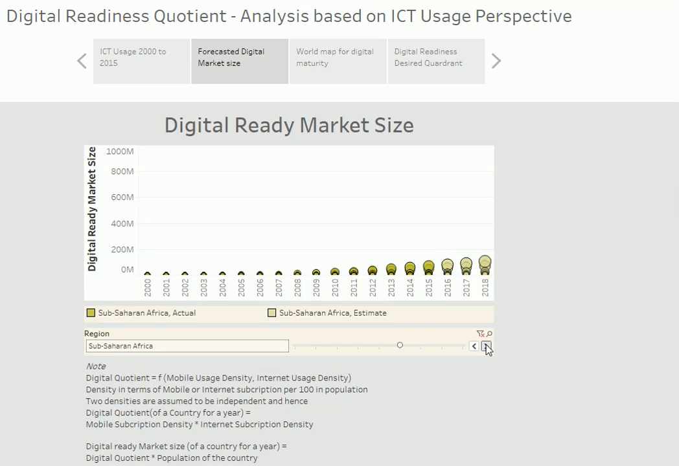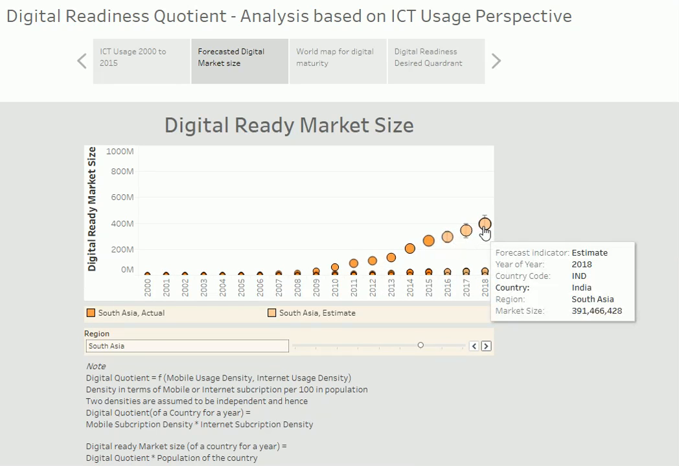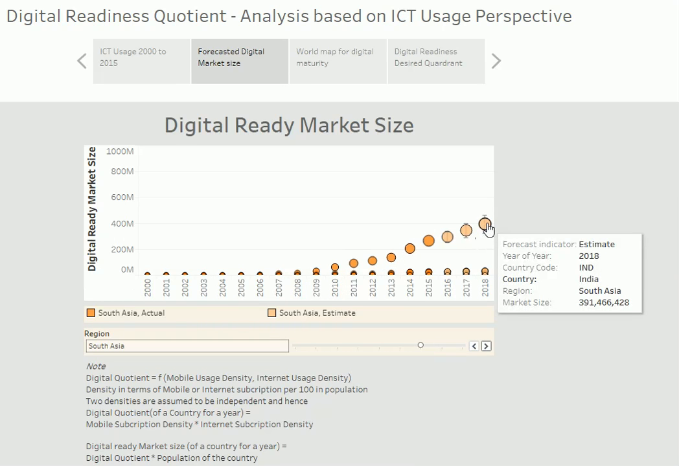Now we will look at Sub-Saharan Africa. They are not very high, neither in terms of population nor in terms of their digital quotient. Hence you see a very flat structure here. Now let's come here. See this acceleration. This is India. India should have 391 million people available by 2018 with a mobile and internet connection ready to consume any kind of digital services that you offer. So the acceleration is good, although the maturity is still not very high, but because of the population, it offers you a very big market.